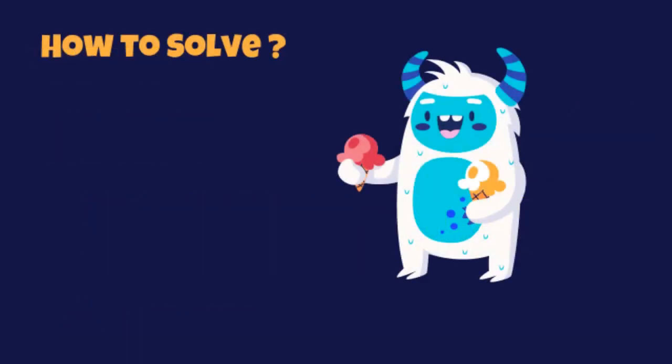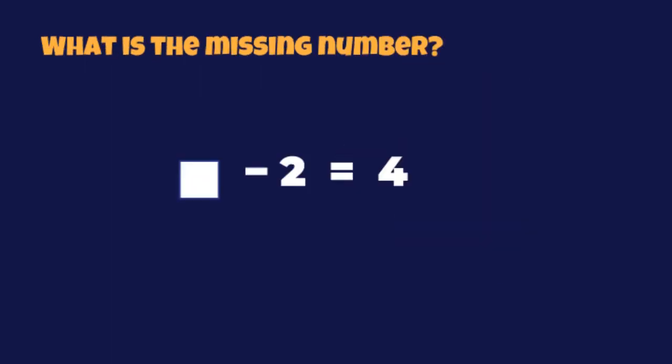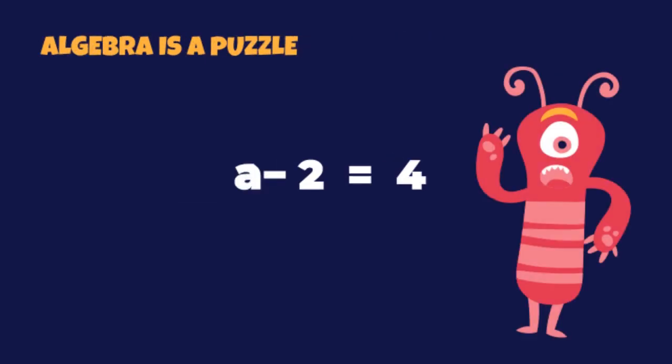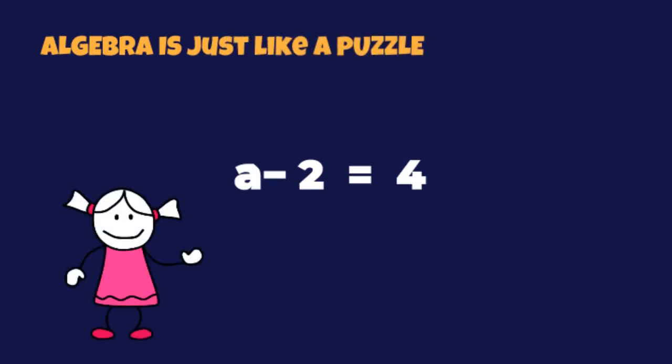How to solve it? What is the missing number? Let's find out. Okay, the answer is 6, right? Because 6 minus 2 is equal to 4. Easy stuff. You might be thinking, where does this letter come from? Well, in algebra we don't use blank boxes, we use a letter, usually an X or Y, but any letter is fine.